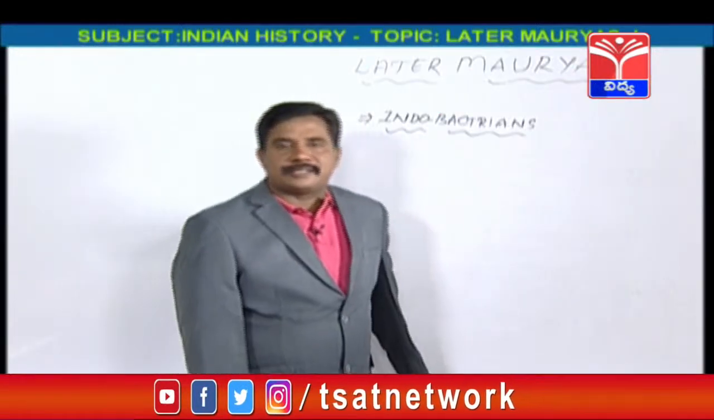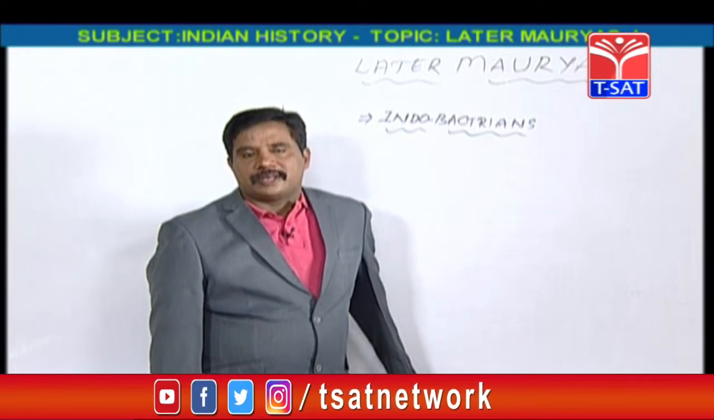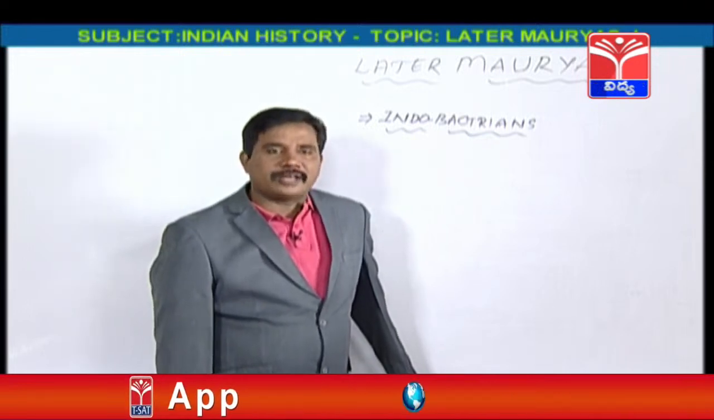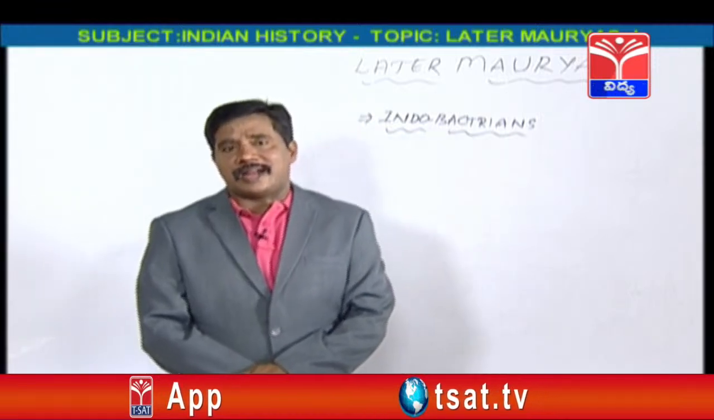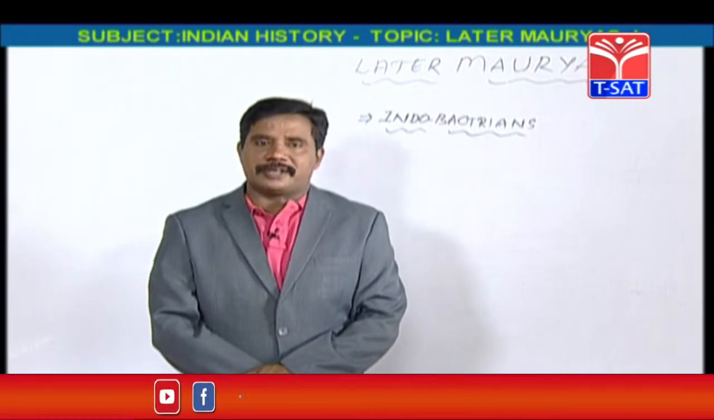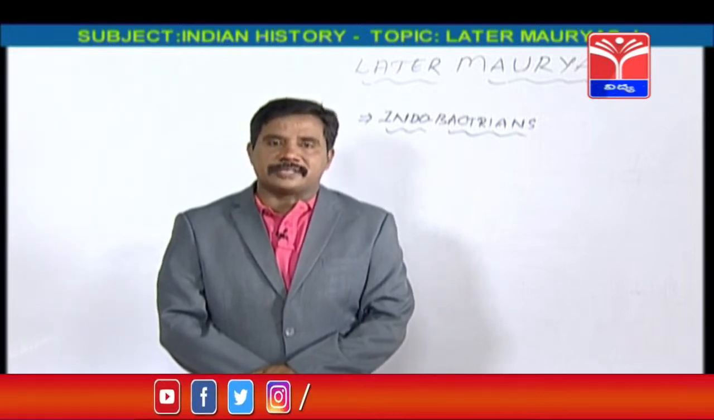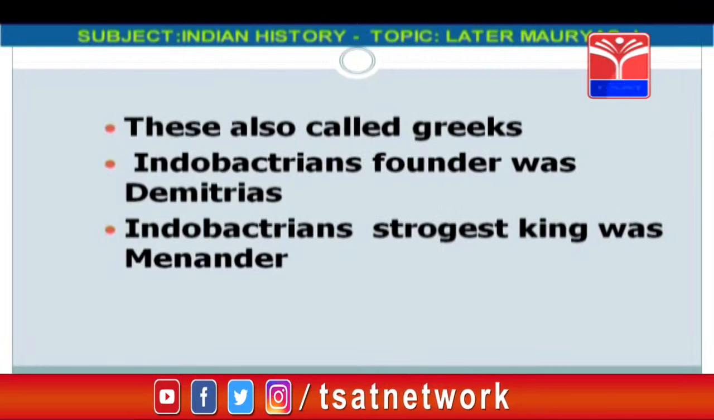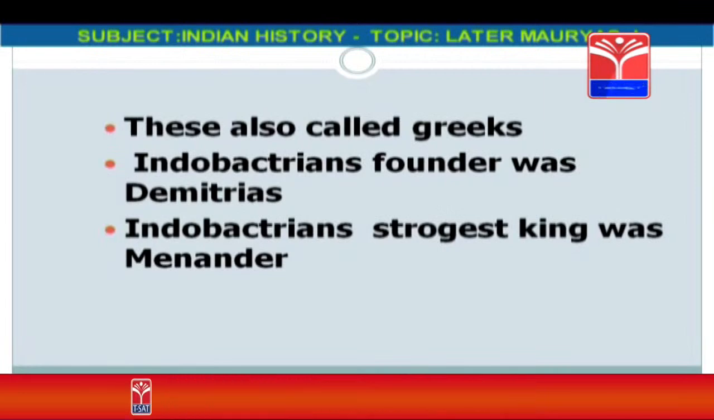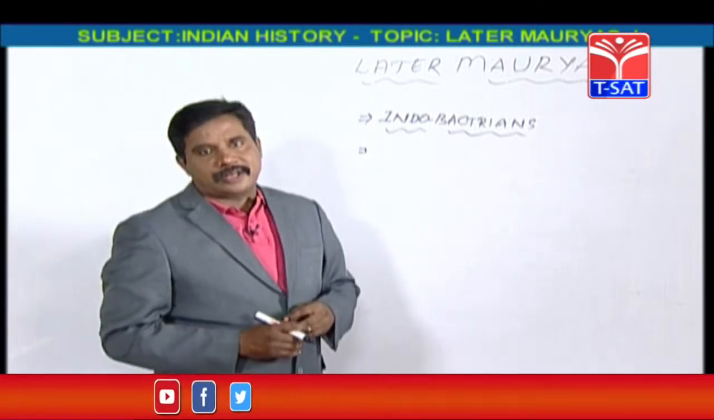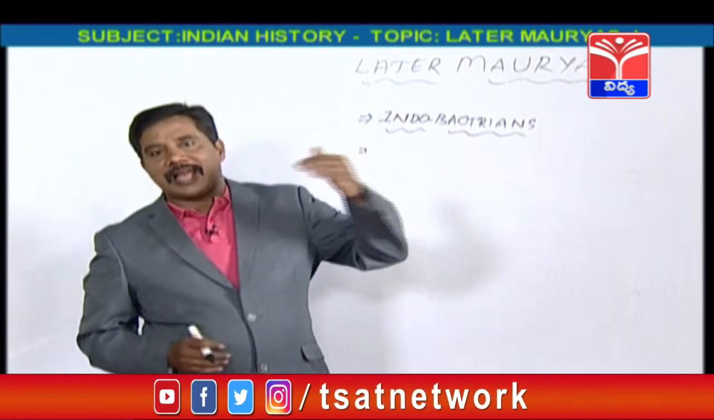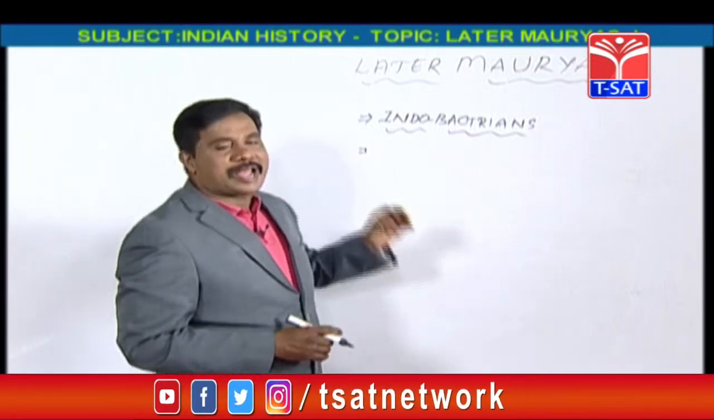After local dynasties, India was ruled by the foreign kingdoms. In those foreign kingdoms we have Indo-Bactrians, Shekas, Parthians and Kushans. So these are the 4 dynasties. Among them we have Indo-Bactrians, also called Indo-Greeks. Greeks once settled in Bactria. That's why from Bactria they attacked our India. That's why they are called Indo-Bactrians.